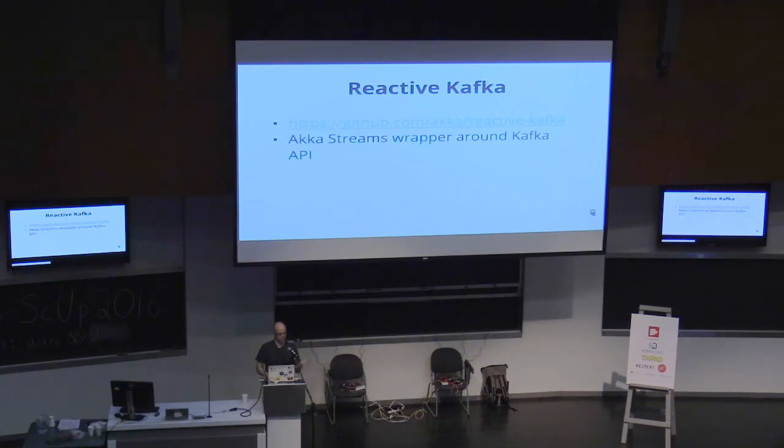So it provides a Kafka consumer source and a Kafka producer sink. This might seem kind of backwards, having a consumer be a source and a producer be a sink, but it makes sense. The consumer is pulling messages from Kafka and then emitting them into the stream. And the sink producer is receiving messages from the stream and then producing them into Kafka.